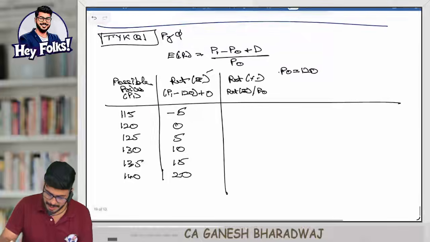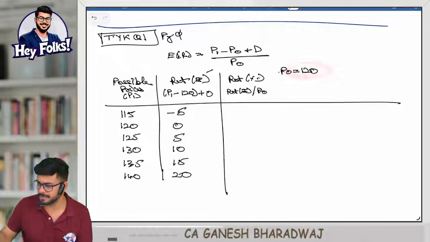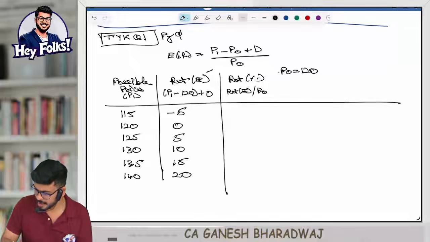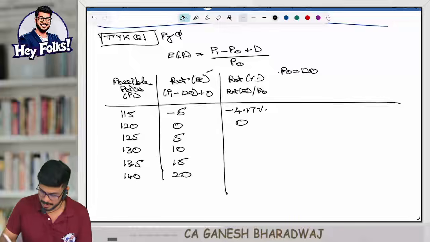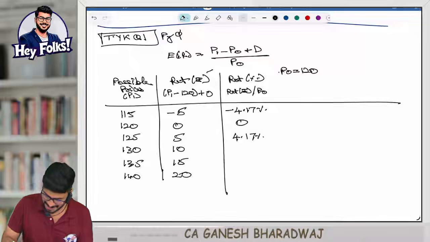Simple. These figures divided by 120: minus 5 divided by 120. How much is that? Into 100. So negative 4.17 roughly. Negative 4.17 percentage. Next, this is 0. Then you get the same. Don't calculate again. So negative becomes positive only. Here it becomes positive.